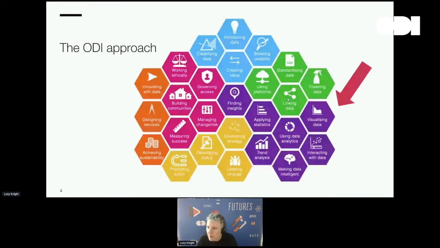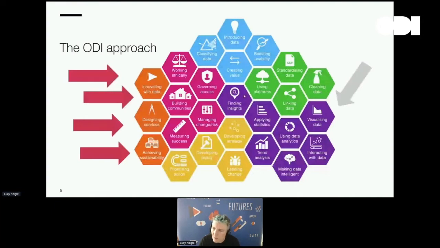On the right-hand side, you can see where the arrow is. There's the more technical things. There's an assumption that working with data is all about these very technical things, your data science, your statistics, your trend analysis, and your analytics. But when we train people, we actually come over on the left-hand side here, the so-called softer skills.